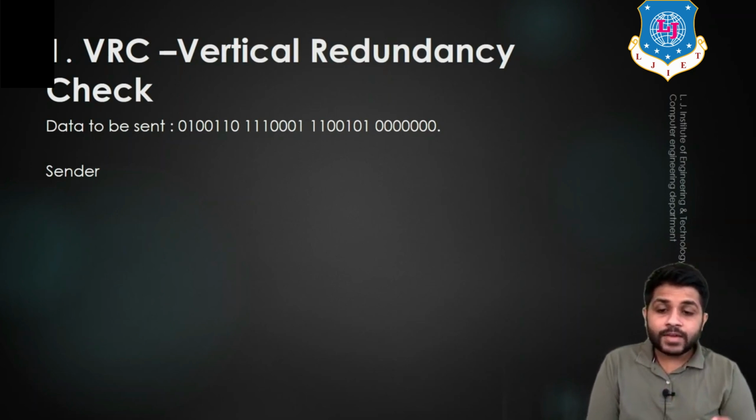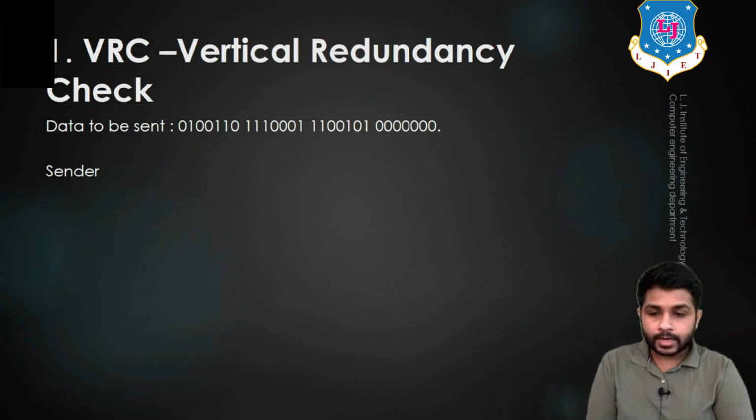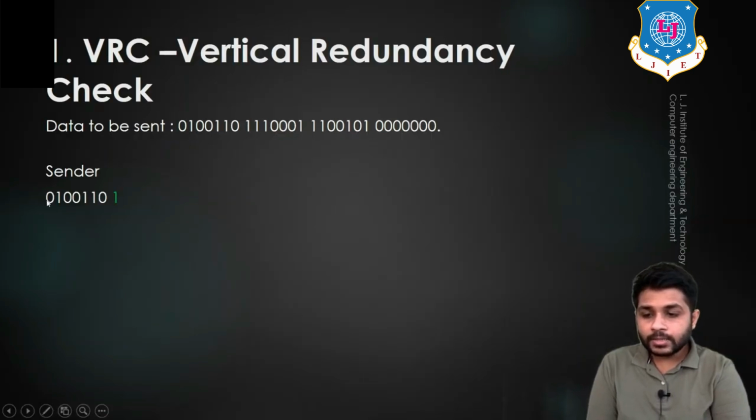In each and every block, we will add an extra bit so that the total number of ones in every block can become either even or odd. Let's take an example so that you will get a clear idea. We will divide this data into blocks and each block has 7 bits. So you can see that this is the first block, and in the first block we have added an extra bit.